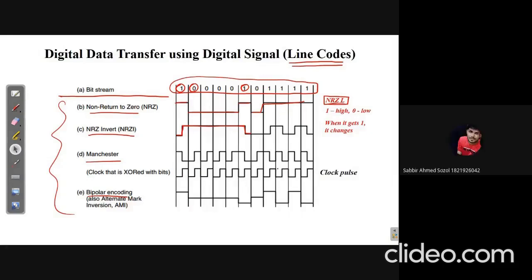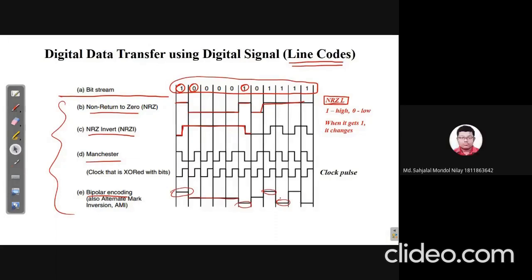In the bipolar encoding, when you need to send 0, it is 0 volt, and when you need to send 1, sometimes it is positive, next time it is negative, next time positive, and again negative. That means when you need to send 1, you change the polarity from the last time. But for 0, you send 0 voltage.